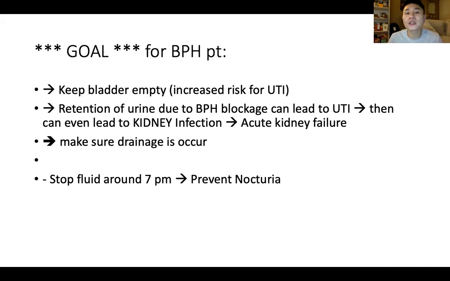How do we do this? Usually for mild cases of BPH, they will give the patient a straight cath, meaning that they can use the cath and poke through the urethra, creating a stream for the urine to flow out. So it's called straight cath. Straight catheterization, that's what I meant. We also need to teach the patient to stop drinking fluid around 7 p.m. in order to prevent nocturia, which is peeing at night.